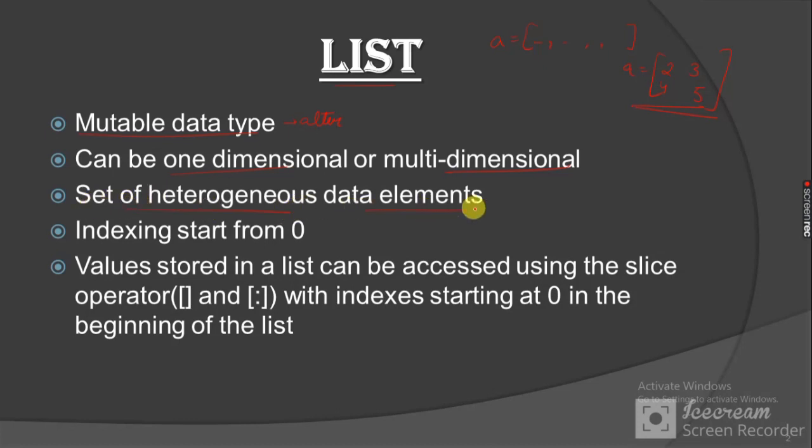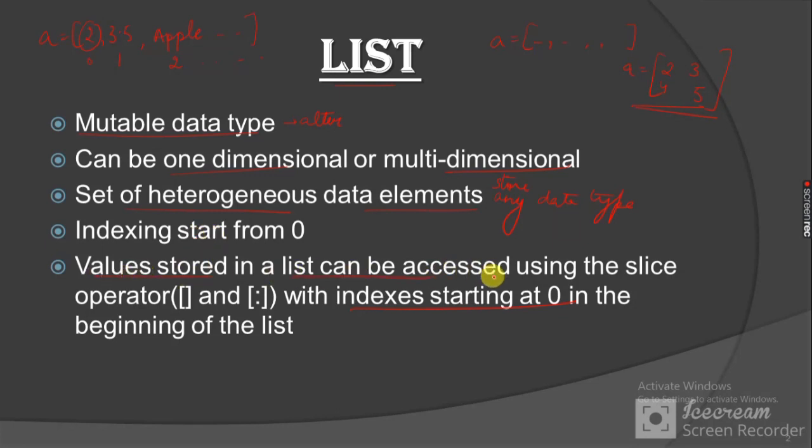List is a set of heterogeneous data elements. We can store any data type in a list. Indexing starts from 0. In a list, the indexing of elements starts from 0. Like we have a list of 2, 3.5, apple, and so on. So its first element has the index 0, then 1, then 2, and so on.